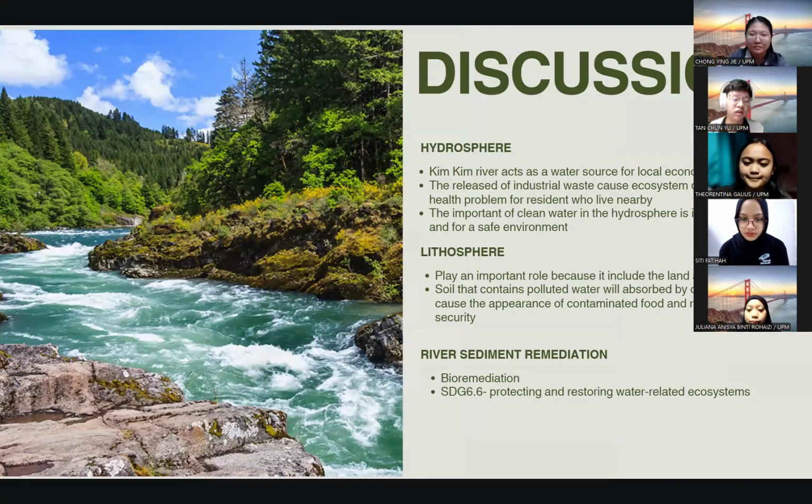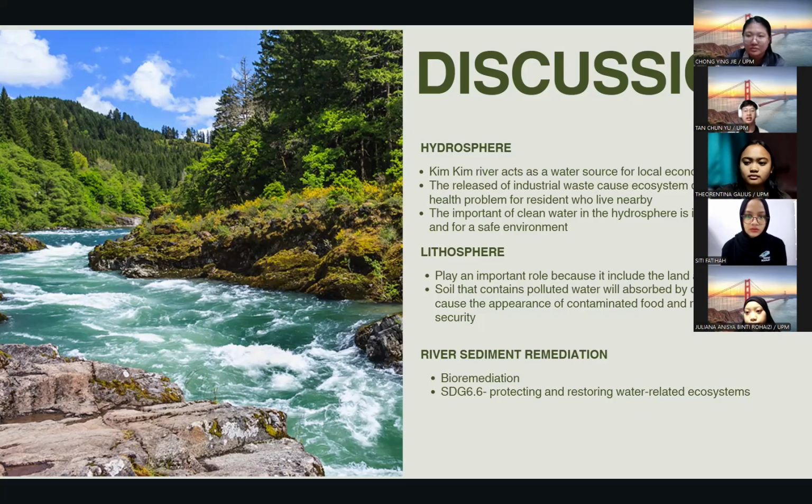Okay, so according to our result, our group had 3 discussions. The first is about the hydrosphere. Firstly, the Kim Kim River as the water source, especially for the local economic activities. When the release of the industrial waste, it will cause the ecosystem destruction. Besides that, it also will cause a serious health problem for residents who live nearby. So in this hydrosphere topic, we know that the importance of green water in the hydrosphere is very important for life and also for a safe environment.